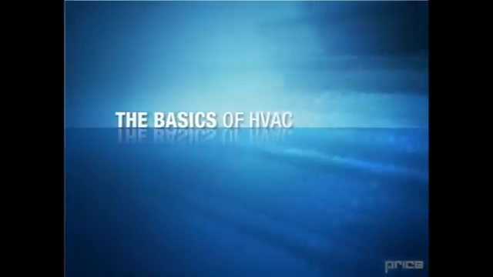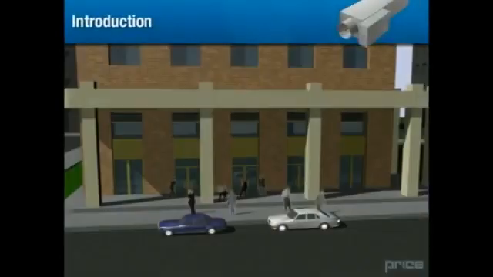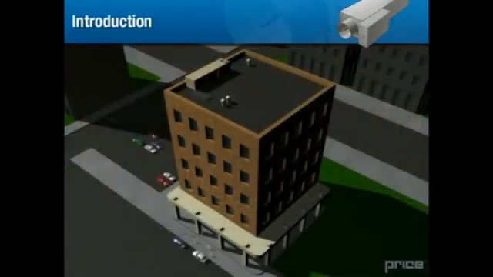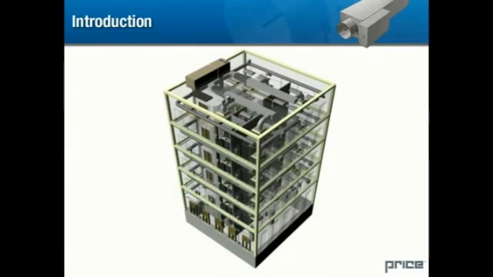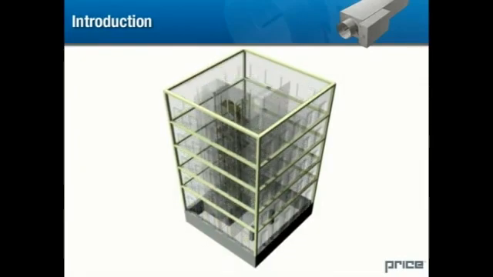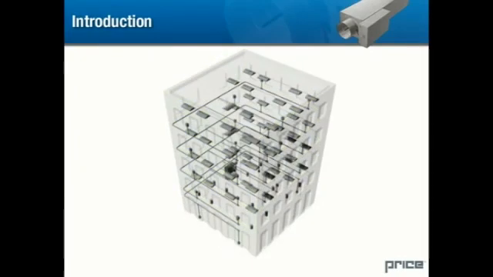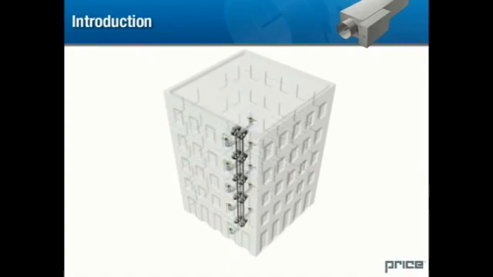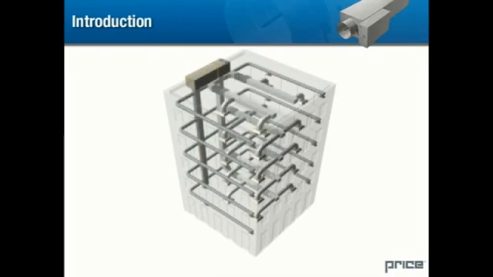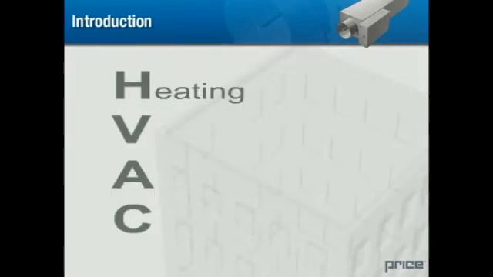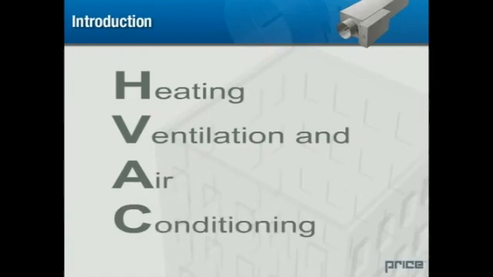The basics of HVAC. The modern commercial or office building consists of many sophisticated systems. These systems include foundation and support structures, electrical and lighting, and plumbing and fixtures. Another major part of any building that is often taken for granted by its inhabitants is the HVAC system. HVAC stands for heating, ventilation, and air conditioning.